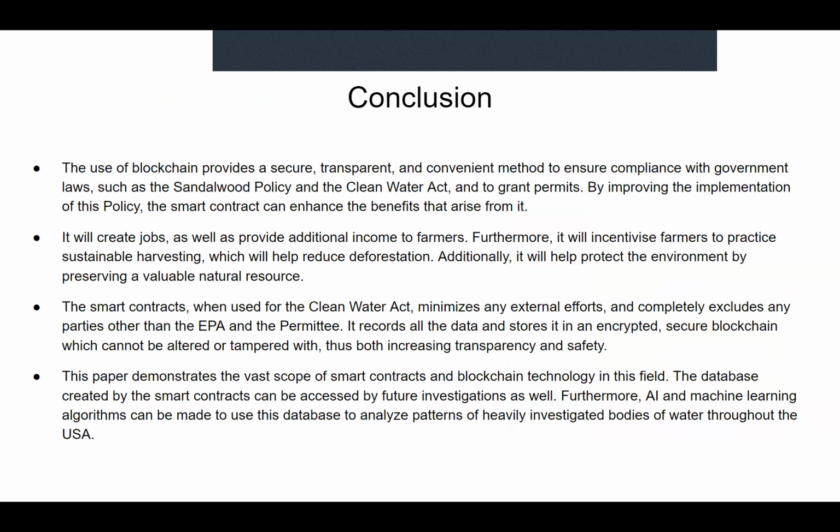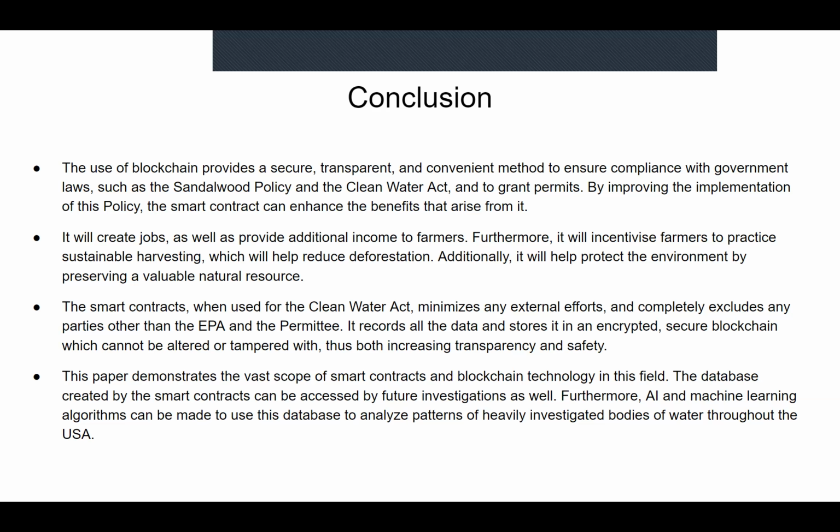In conclusion, the use of blockchain technology provides a secure, transparent, and convenient method to ensure compliance with government laws, such as the Sandalwood Policy and the Clean Water Act, to grant permits when compared to physical transactions. By improving the implementation of the Sandalwood Policy, the smart contract can enhance the benefits that arise from it, such as creating more jobs as well as providing additional income to farmers.